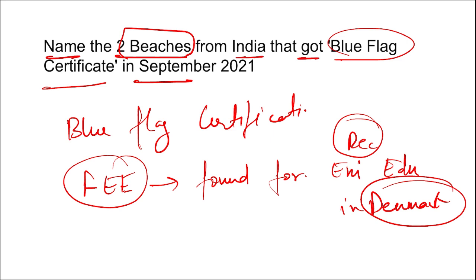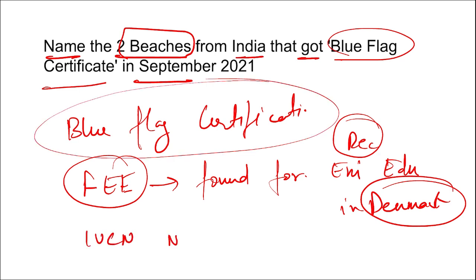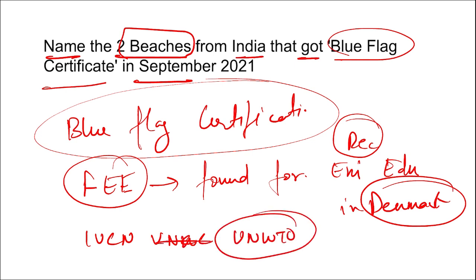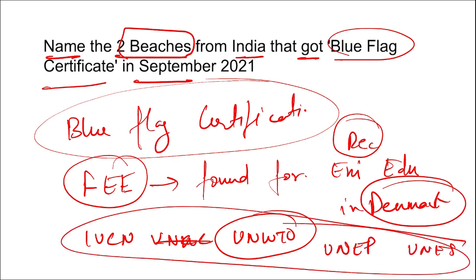Highly important. Alright. And this has a jury that contains members of IUCN, UN World Tourism Organization, UNEP, and UNESCO. Members of all these are under the jury of this award given by FEE, that is Foundation for Environment Education, and it is given in Denmark.